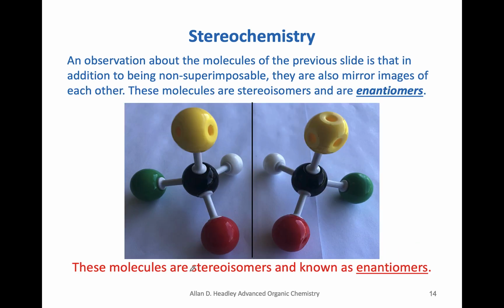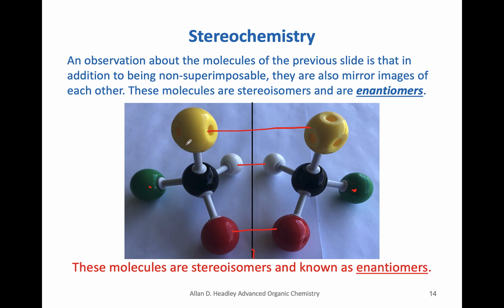Let's take it a step further. The same two molecules that are not the same but are stereoisomers of each other because they're non-superimposable, it turns out that they are mirror images of each other. If you can imagine this to be a mirror right here, here's molecule 1, here's molecule 2, the white reflects, the yellow reflects on each other, the red reflects, and the green in the back reflects in the back. So therefore this is the mirror image of this molecule here.